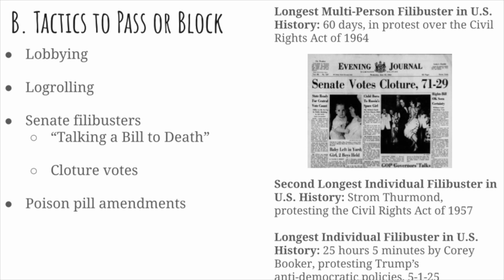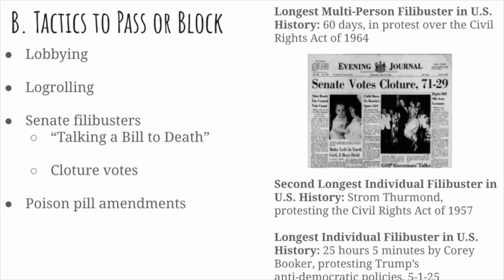Lobbying can be done by individual citizens. Lobbying is most often done through paid lobbyists who tend to represent particular special interest groups, right? So the NRA, the National Rifle Association, will pay people to professionally lobby Congress about pro-gun legislation, right? Or the American Medical Association might lobby Congress about best practice in terms of patient care.